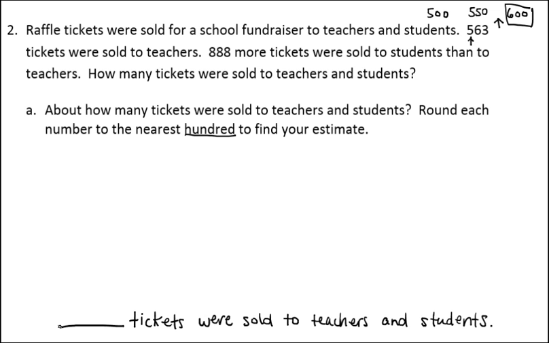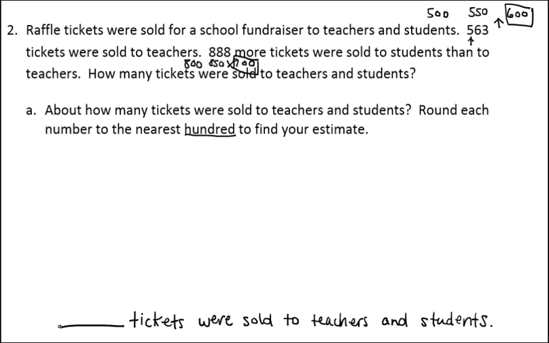Let's look at how many more tickets were sold to students. That number was 888. If I round that to the nearest 100, my lower choice would be 800. My higher choice would be 900. The midpoint is 850. 888 falls after the midpoint, so that number would round to 900.